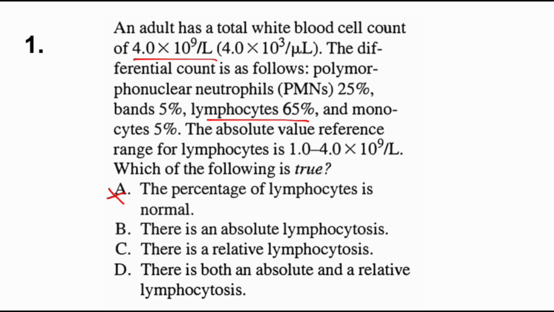Now we compare our calculated absolute count of 2.6 to the given reference value of 1 to 4 × 10^9 per liter. Since 2.6 is in the middle of this normal range, there is no absolute lymphocytosis. Therefore, the patient has only relative lymphocytosis, making C the correct answer. This situation often happens when another cell line, like neutrophils, is low, in neutropenia, which artificially inflates the percentage of the other cells.